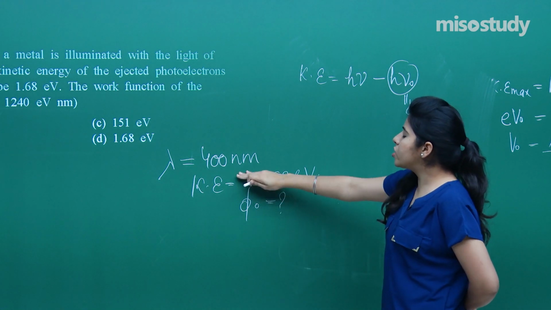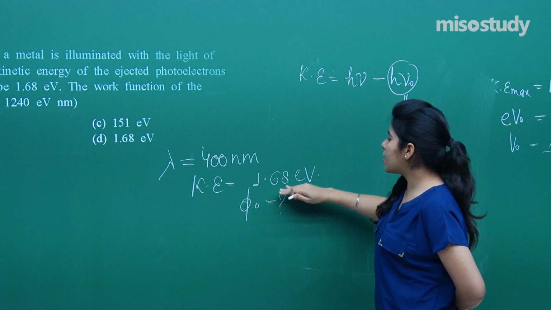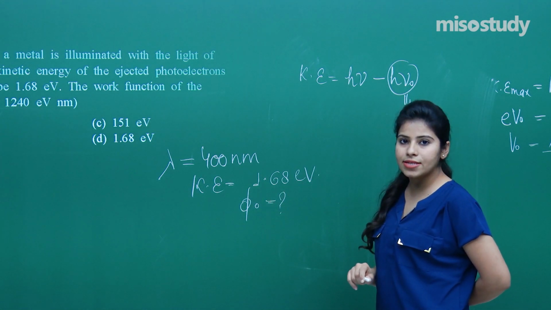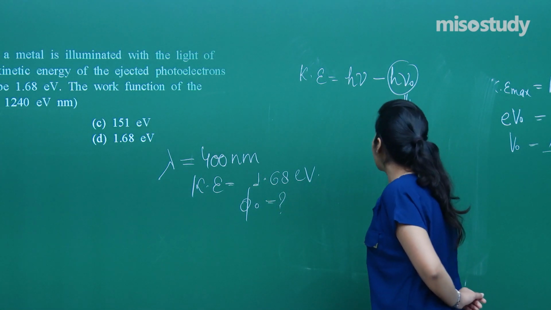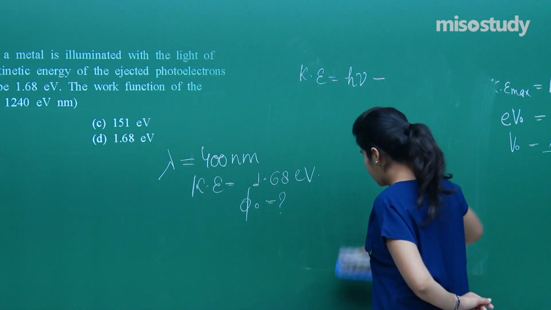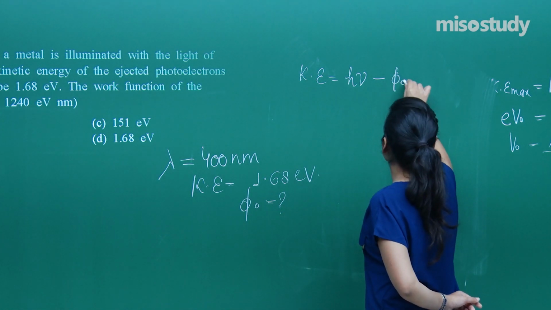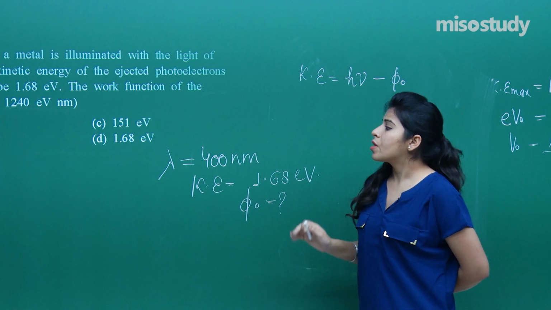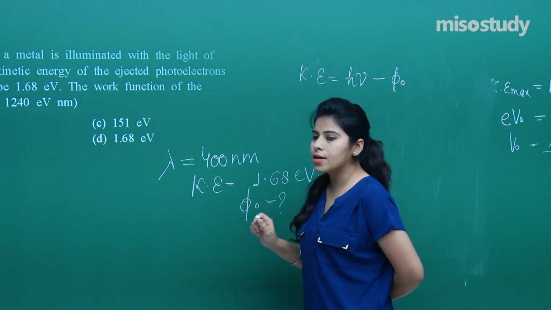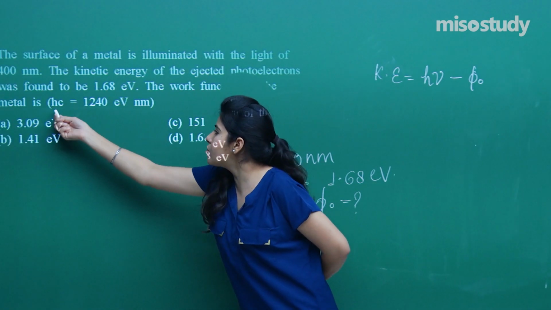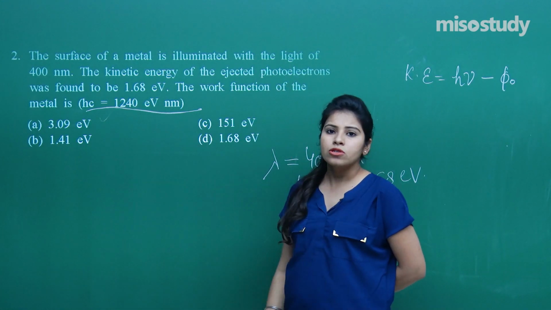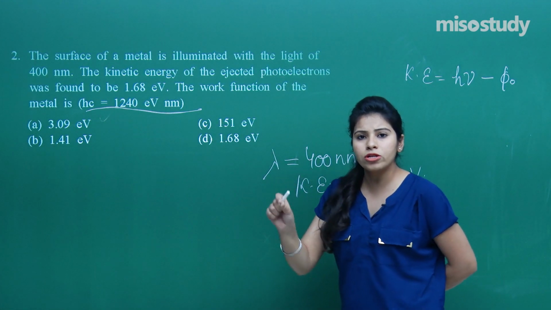Now in the question I have been given the lambda and I have been given 1.68, the kinetic energy. So let me start with this. You can write the phi naught here because you have to find this. Also you can focus on one thing: here in this question we have been given the value of hc, so we are generally going to put this value.